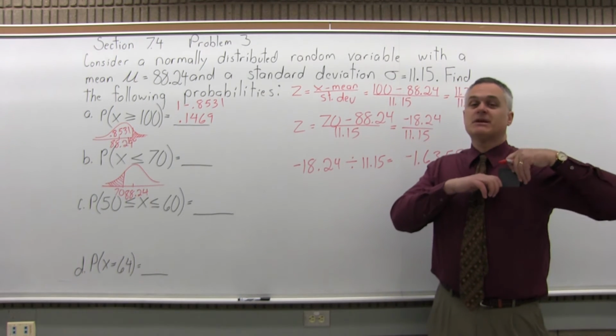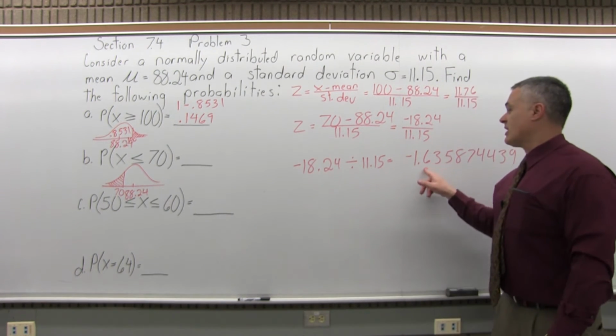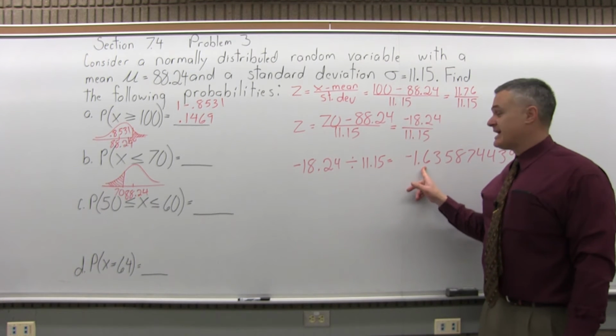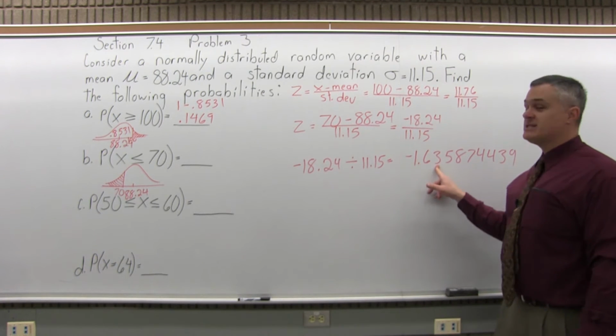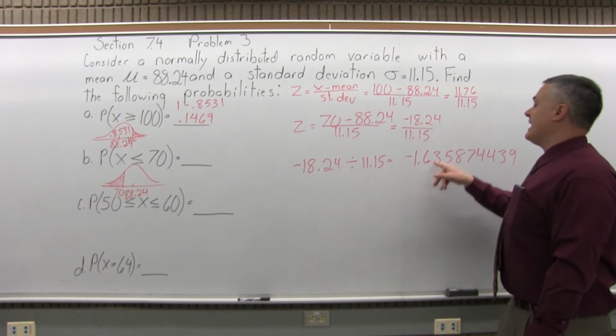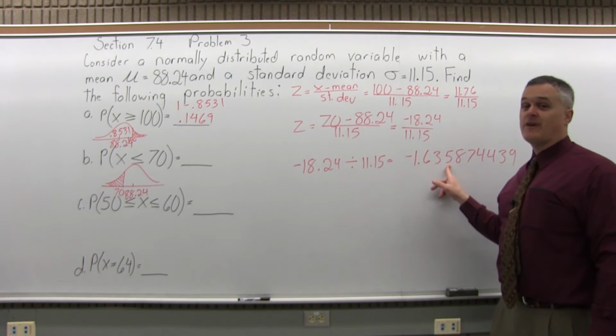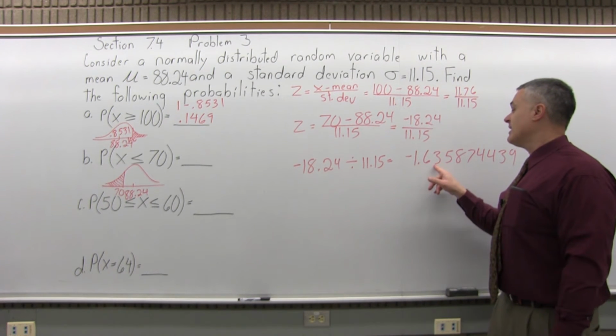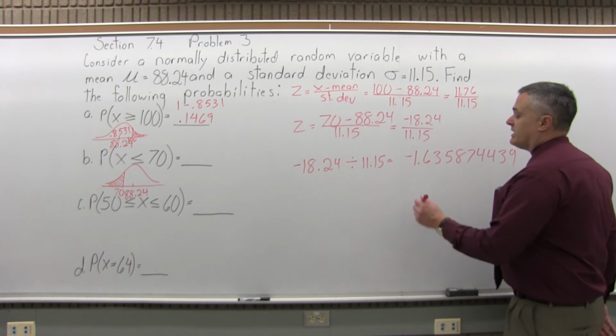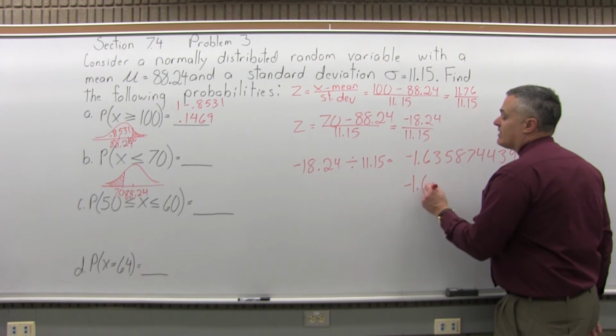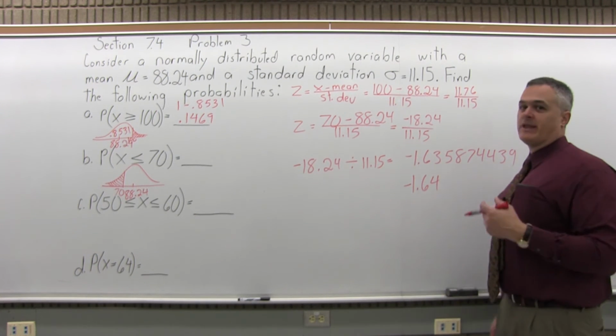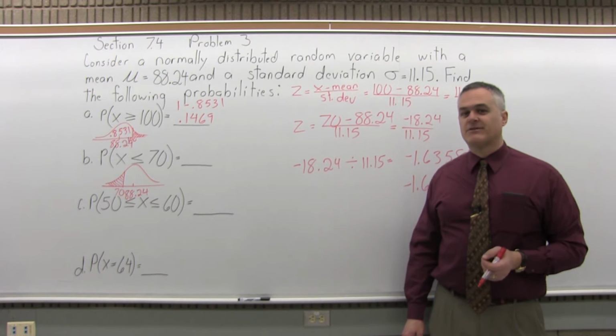But when we look it up, step one of the process is to write the number to look up so that it has two places after the decimal. So if I go two places out, I'm at the 3. The next digit to the right of that 3 is a 5, which is big enough to make it a 4. So the number to look up will be negative 1.64. That's writing it so that it has two places after the decimal.